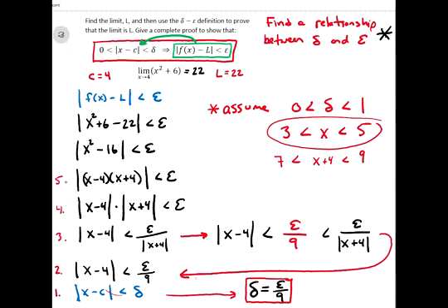All you would have to do is rewrite these in reverse order, and that would be the proof to show that the limit as x approaches 4 of x squared plus 6 is indeed 22.